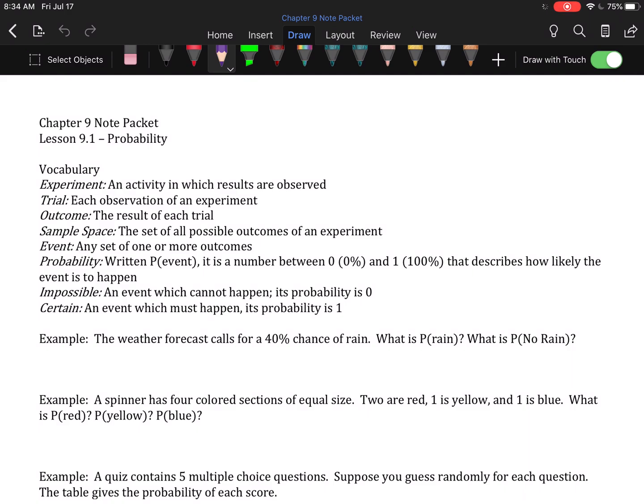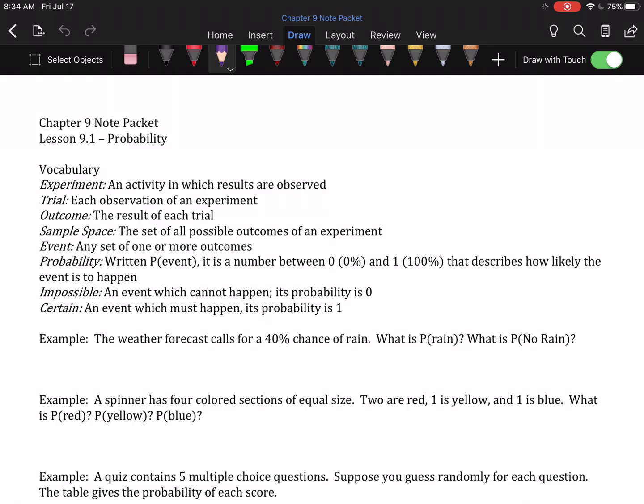Impossible is an event that cannot happen. The probability of such an event is 0. The probability of school starting in July is 0, never going to happen. An event which must happen, on the other hand, has a probability of 1, and it's called certain. Christmas is on December 25th. That has a probability of 1. It's true.